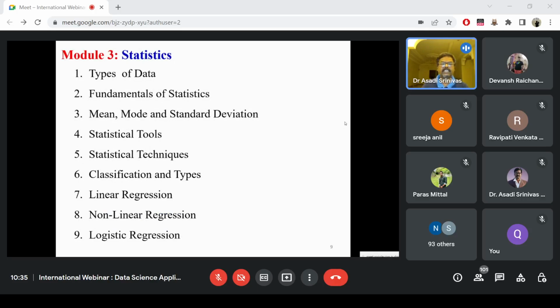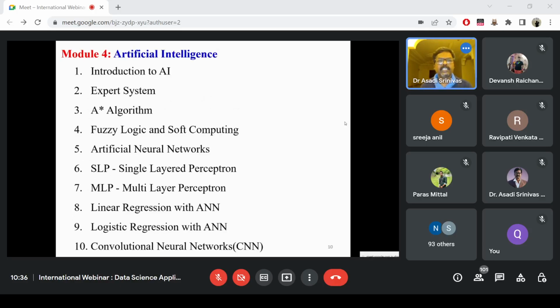In statistics, what are the types of data, fundamentals of statistics, and statistical operations like mean, mode, and standard deviation, statistical tools, statistical techniques, classification and types, linear regression, nonlinear regression, logistic regression, etc.